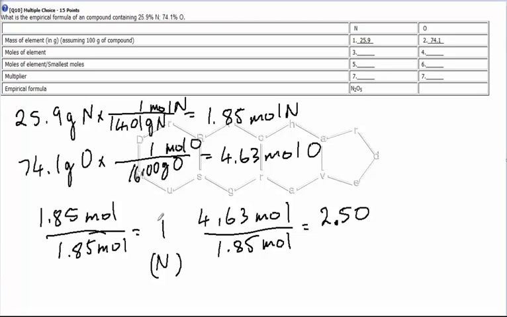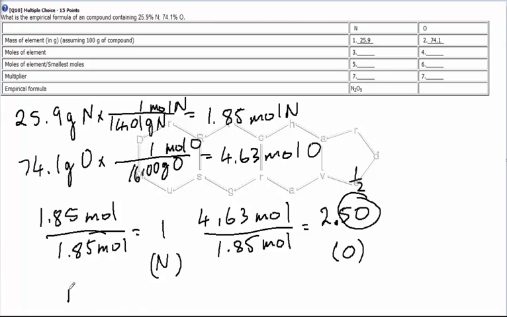So what we've got here is something where we don't have whole numbers. So what we do is we look at this one and we look for what common fraction 0.50 would be nearest to, and that would be 1/2. So that tells me that what I'm going to do is take both of these and multiply them by 2.